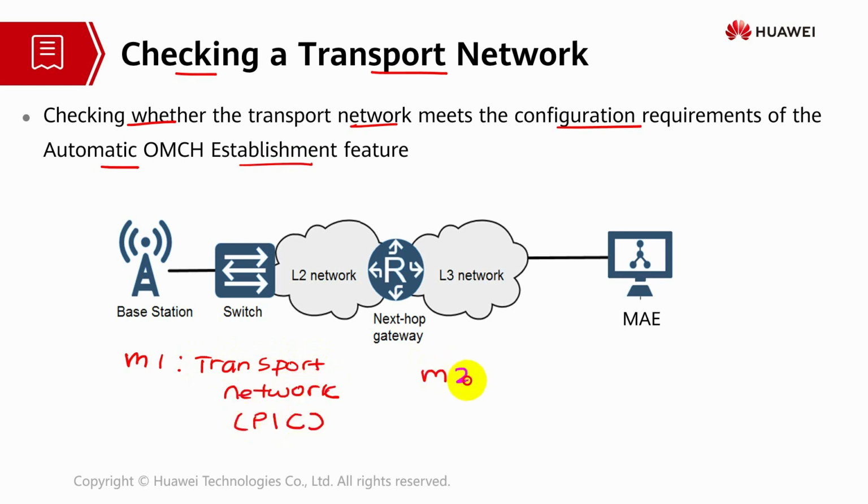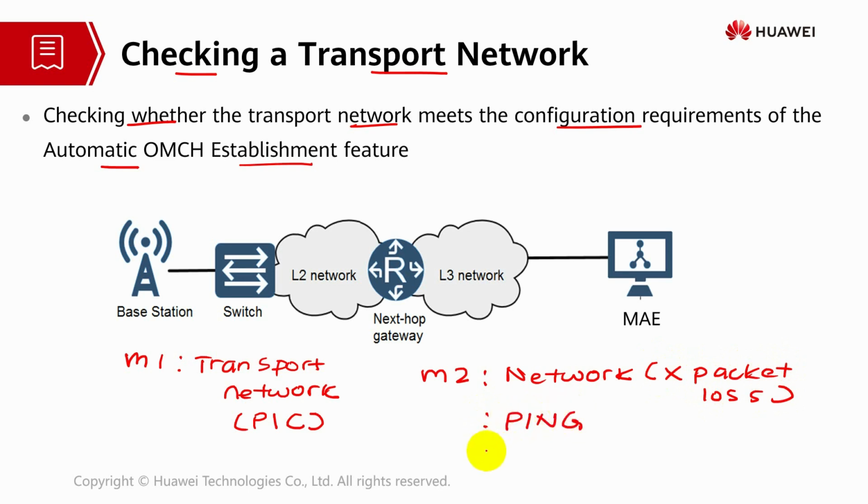The second method, method number 2, is to check the network connectivity. You have to make sure the network connectivity is okay, it allows traffic, and there is no packet loss. So we have to ensure this and we should be able to ping the network. Check the configuration as well. We have to ensure the configurations are also correct.